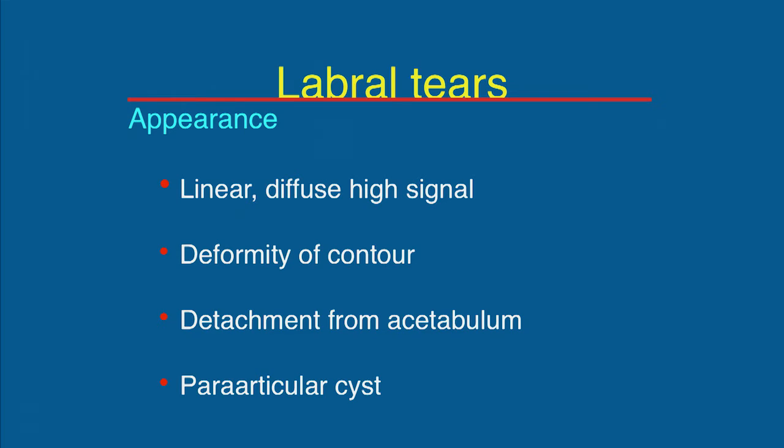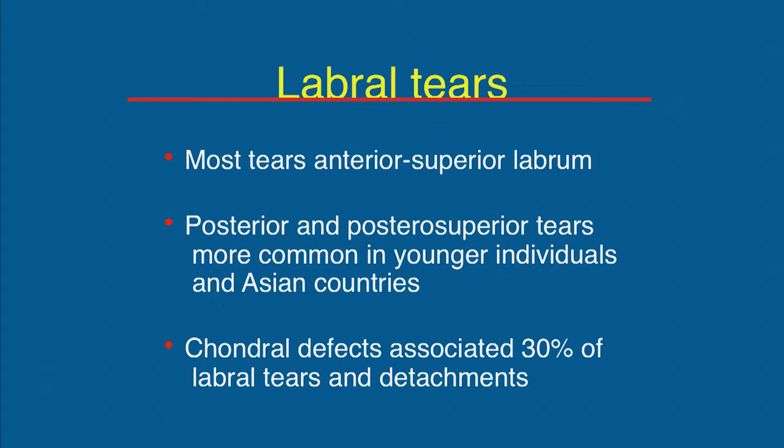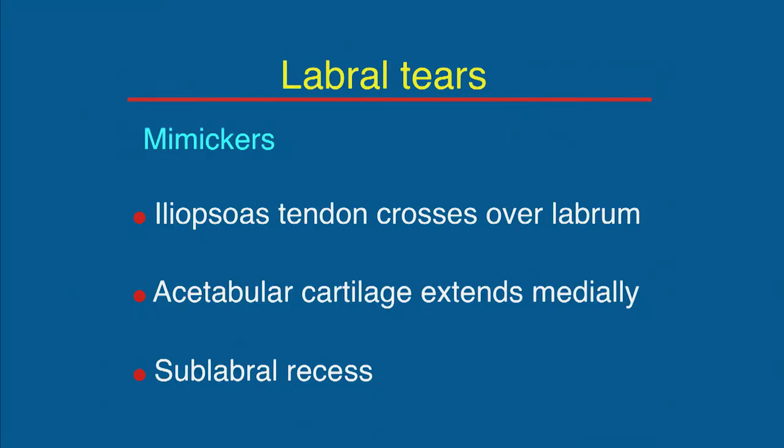So what we'll look for on MR is linear diffuse high signal, deformity of contour, detachment from the acetabulum, as I showed you in that example, and the presence of a paralabral cyst. Most tears we know occur in the anterior superior labrum. Posterior and posterior superior tears are more common in younger individuals and in Asian countries. And the other thing we need to be aware of is if we identify a labral tear, we are on the hunt for a chondral abnormality, which occurs in about one third of the patients.